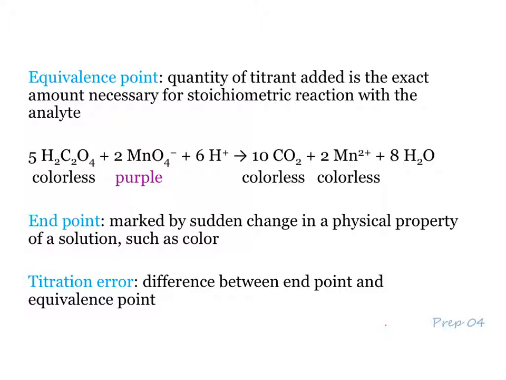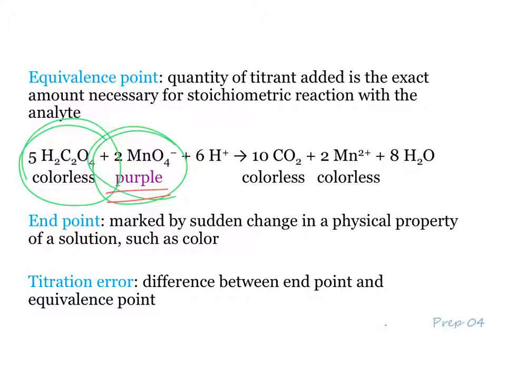we'd need to add 2 moles of the highly colored purple permanganate ion for every 5 moles of our oxalic acid solution. The endpoint of this particular titration is made known by the persistence of that strong purple color once all the oxalic acid has been consumed and the permanganate ion begins to build up in solution.